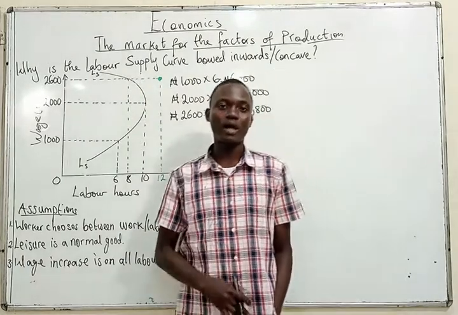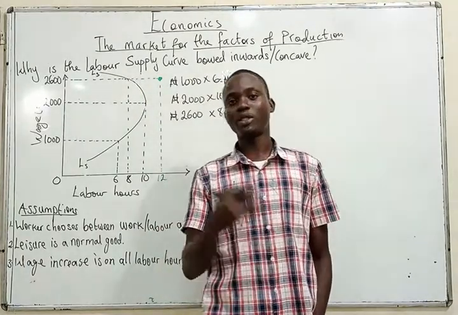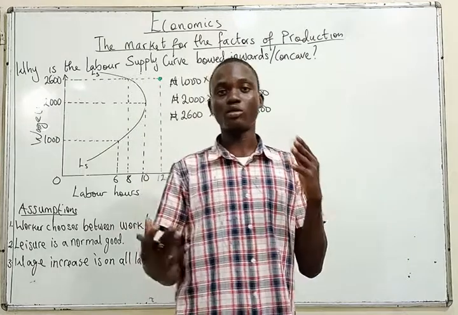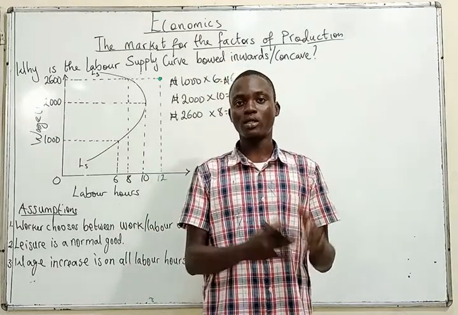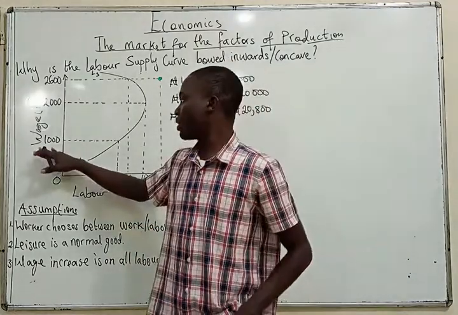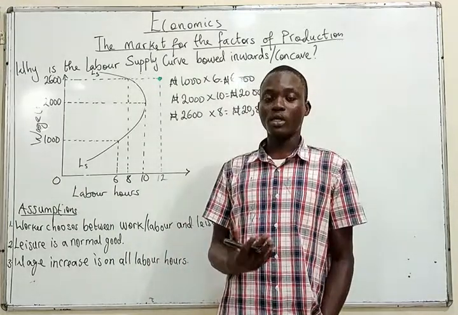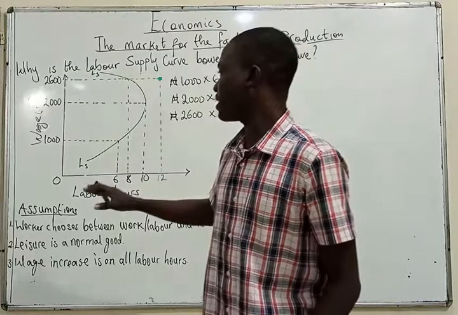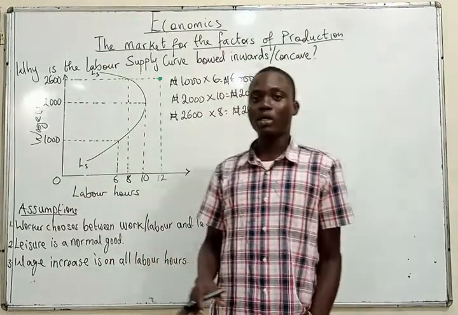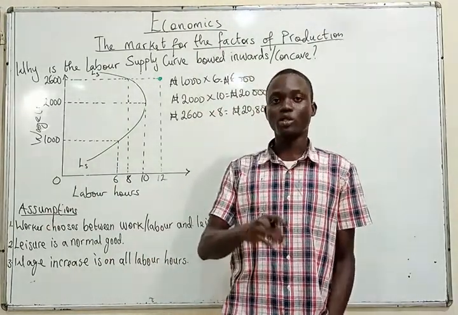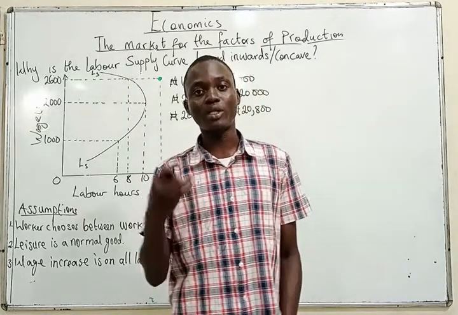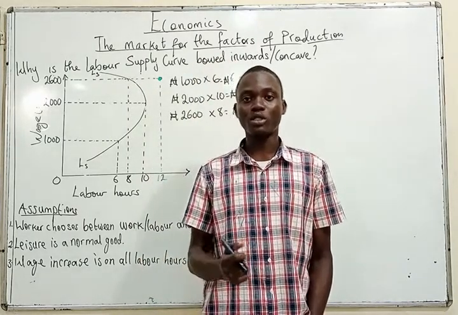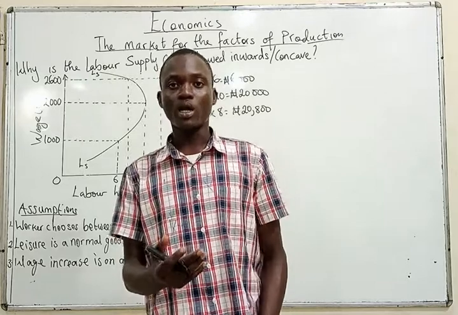Remember that I told you guys that a worker gets to choose between labor hours and leisure hours. At this particular point, when she was earning 1000 naira, remember that I said leisure is a normal good. If Betty decides not to work when she was offered a 1000 naira wage rate, that means for every hour that she decides not to work, she will be losing 1000 naira.